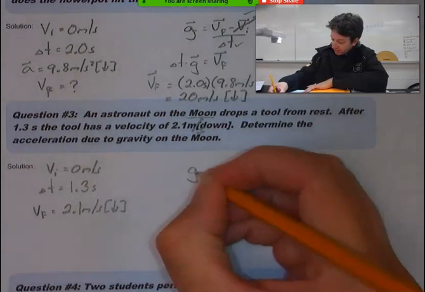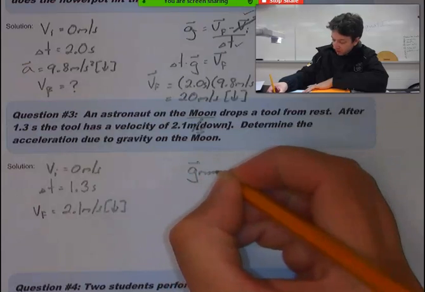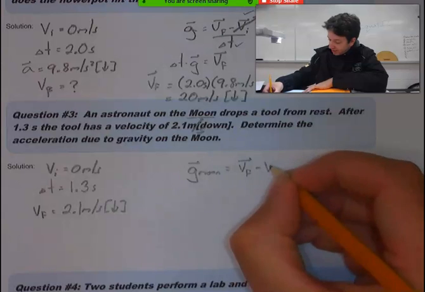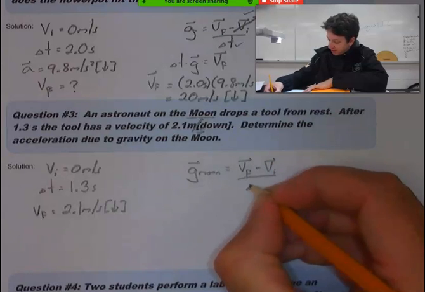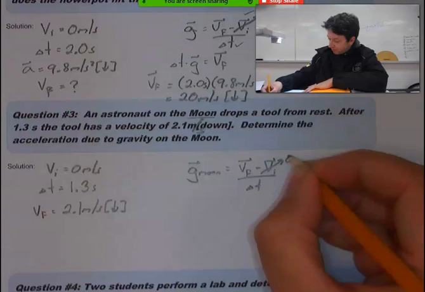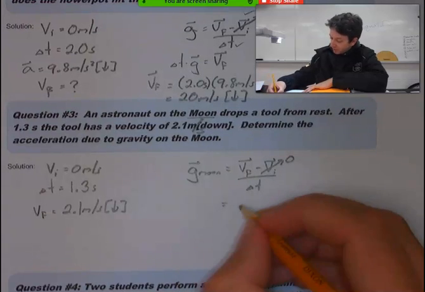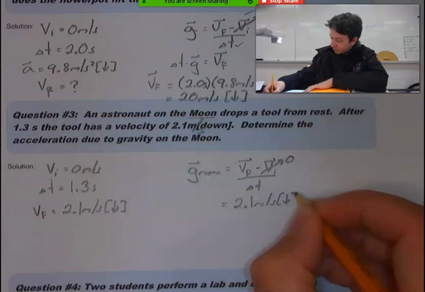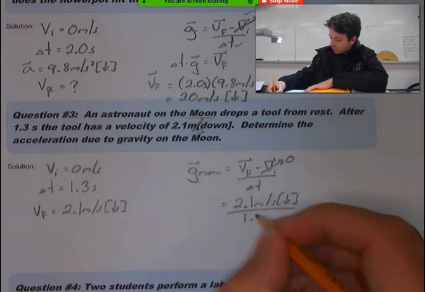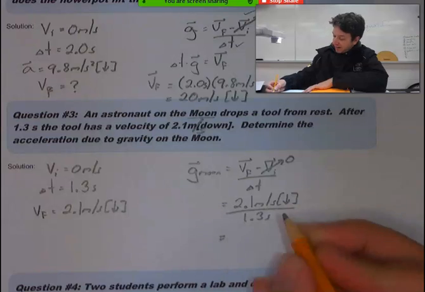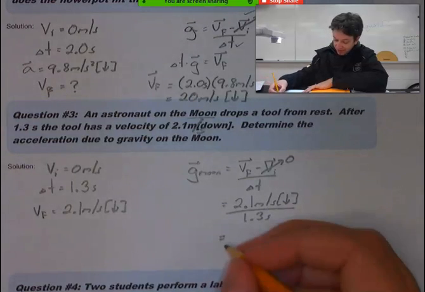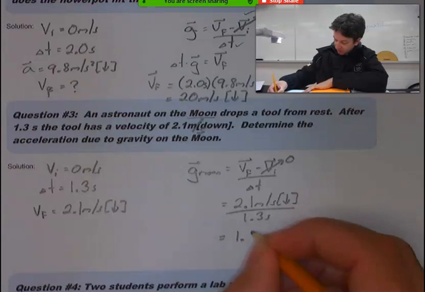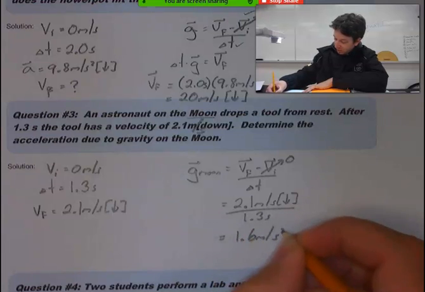So g for the moon, it's the same equation. Final velocity minus initial velocity over time. Our initial velocity is 0. So we're just left with final velocity, which is 2.1 meters per second down, divided by 1.3 seconds. And we get an acceleration due to gravity on the moon as 1.6 meters per second squared down.